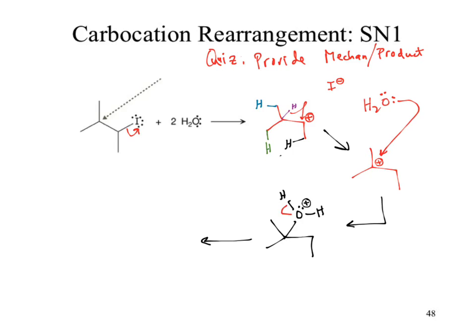We have to lose a hydrogen. So if we add our curved arrows, we would end up with, gosh, I'm drawing that ugly. It is kind of a person flipping over a table. In any case, we now have our alcohol, our final substitution product.